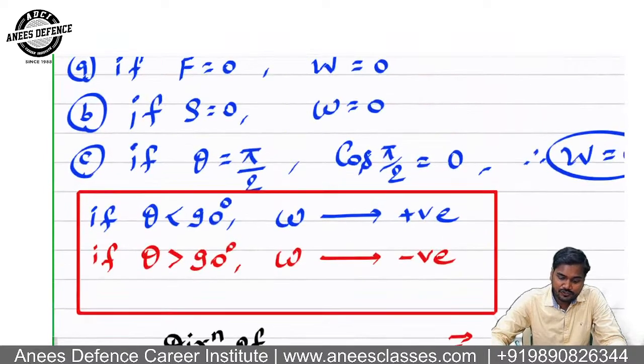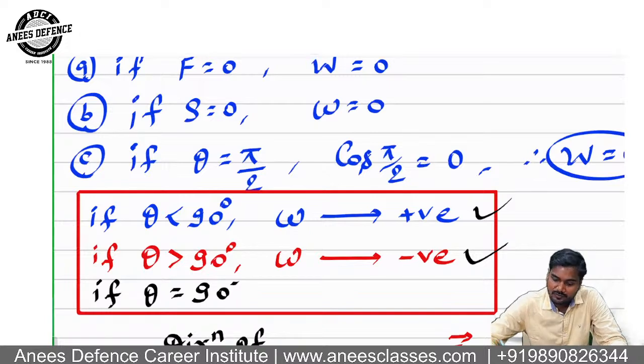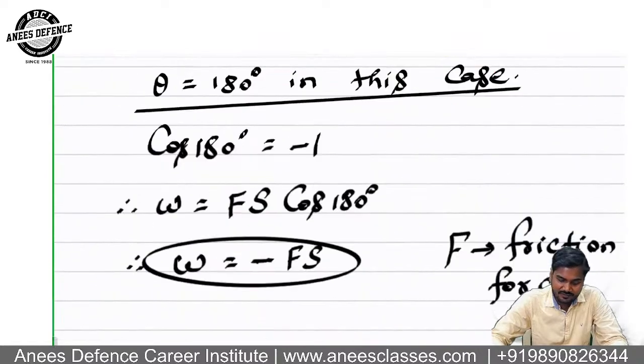So work done may be positive, may be negative, and may be zero. When will it be zero? When theta is equal to 90 degrees. Consider an object, this is the direction of displacement, and consider the direction of force. So the angle is 90 degrees, and in this case work done is zero.